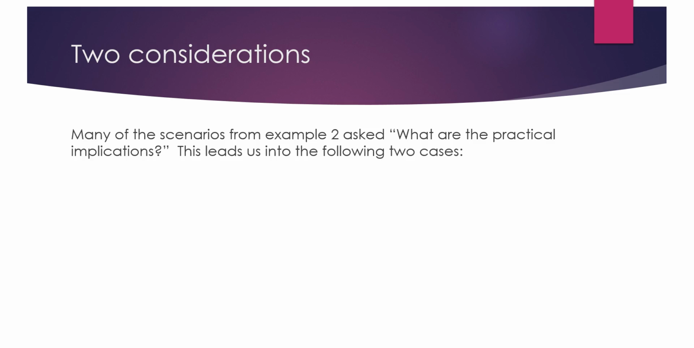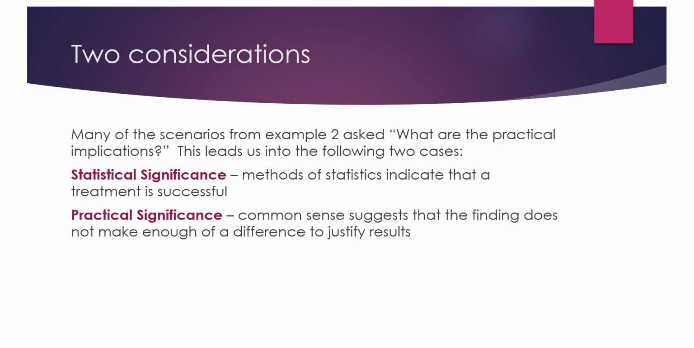So two considerations to take here. A lot of the things in the previous exercise that we had looked at was, what are the practical implications? So there are two definitions here. The first one is statistical significance, and this is methods of statistics indicate that a treatment is successful. And a treatment could be anything at all.